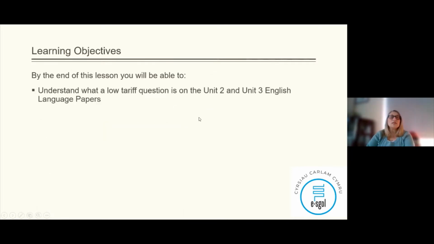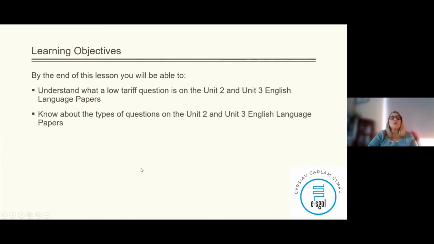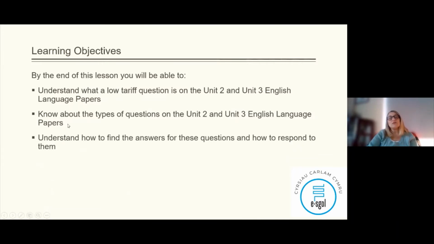Excellent, thank you. So by the end of this lesson you'll be able to understand what a low tariff question is on the Unit 2 and Unit 3 English language papers. When we talk about low tariff questions, it really just means low mark questions. You'll know about the types of questions on the Unit 2 and Unit 3 English language papers. I'm going to start you off with the low tariff ones this week. In next week's session, we will look at the higher mark reading questions. Then you'll understand how to find the answers for these questions and how to respond to them.